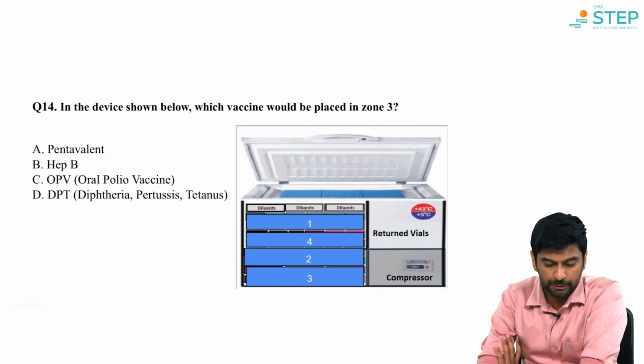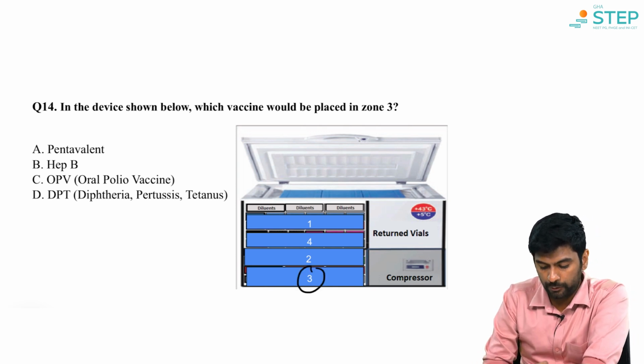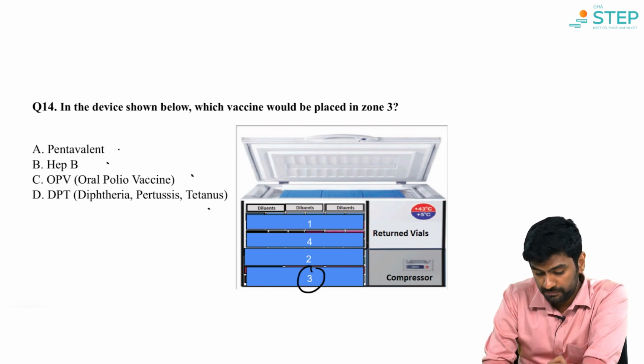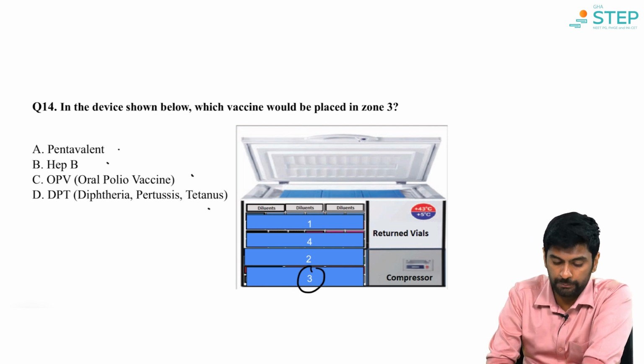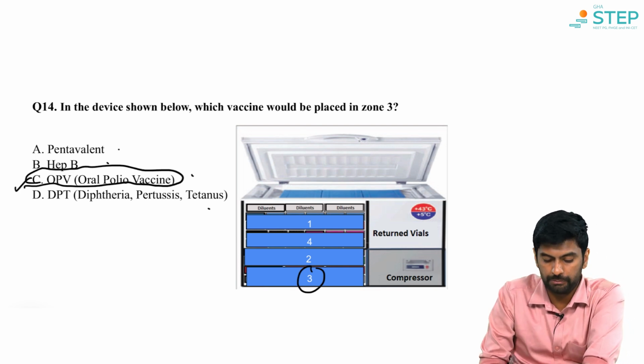Question 14. In the device shown below, which vaccine would be placed in zone 3? So it's the lowest part of the entire ice-lined refrigerator. So we have pentavalent, hepatitis B, OPV, and DPT. So we keep the live vaccines usually towards the bottom end, and OPV is supposed to be very heat sensitive, and hence we're going to be going with OPV here. OPV would be the correct answer.